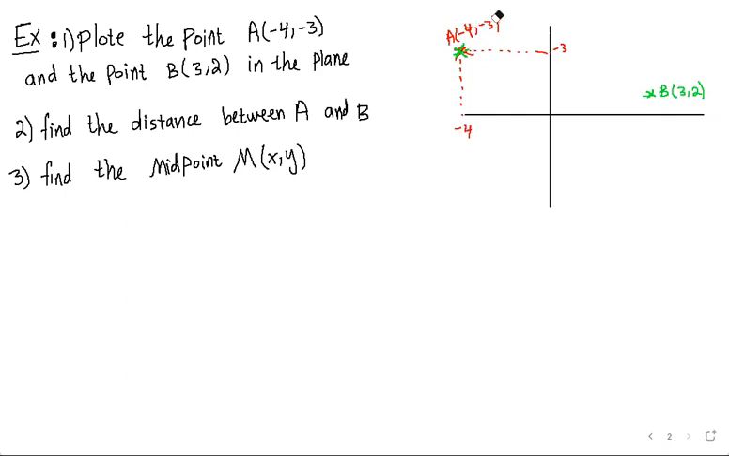Wait, Professor, I'm sorry. The -3 on the y-axis is in the wrong position. This is the x-axis and this is the y-axis. The -3 value is currently at 3. Oh, sorry. Yes, that's true. So -4 and -3, so -3 and -4 will be this point. It's in the fourth quadrant. It's not in the third quadrant. So it should be in the fourth quadrant.